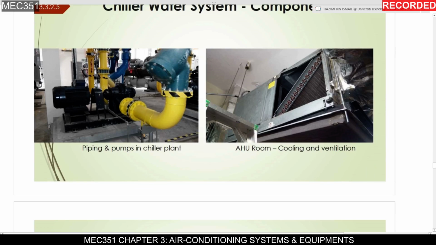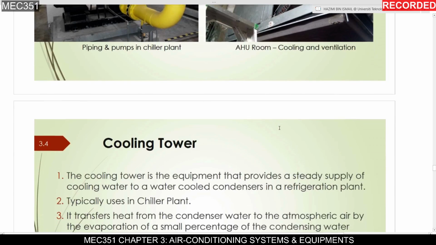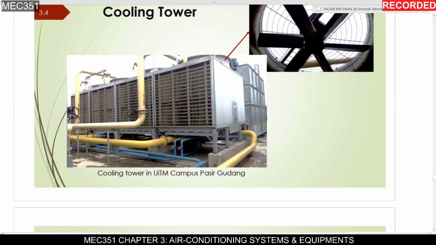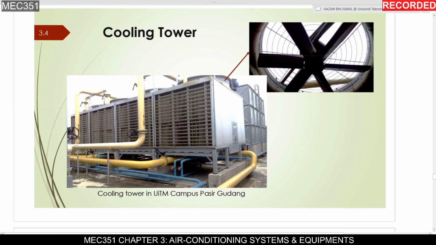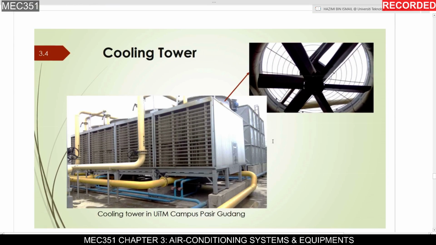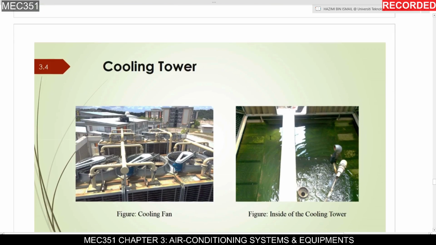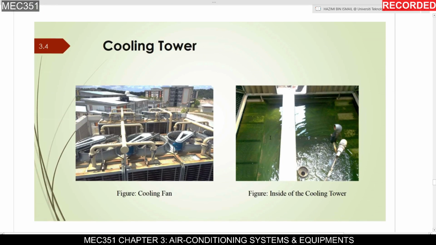This one is the AHU, air handling unit. This one is the cooling tower that is used in UiTM Pasir Gudang. I took this picture during my tenure in UiTM Pasir Gudang. In the cooling tower, there will be a reservoir of water at the bottom of the cooling tower, here.